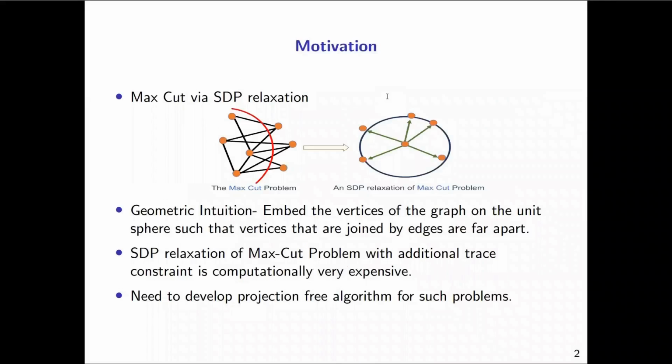Let us consider the problem of max cut in a graph. It is well known that such problems can be formulated using SDP relaxation, which results in affine constraints. Now suppose we have an additional trace constraint. Use of projection-based algorithms for solving such problems can be computationally very expensive. So we aim to develop a projection-free algorithm for stochastic optimization problems with affine constraint.